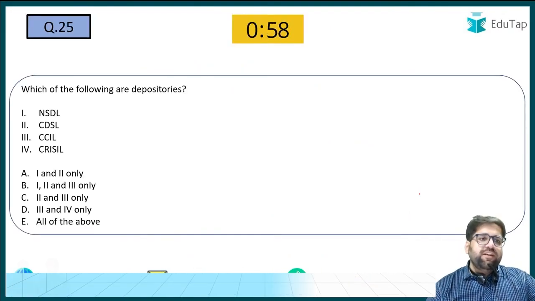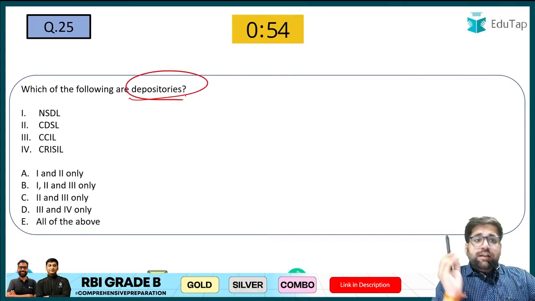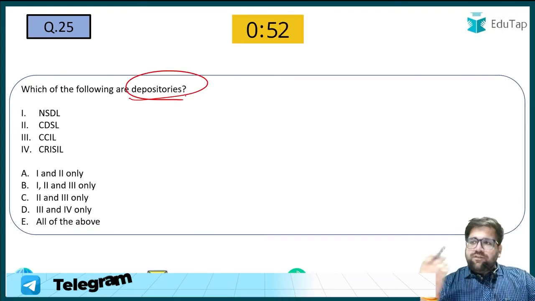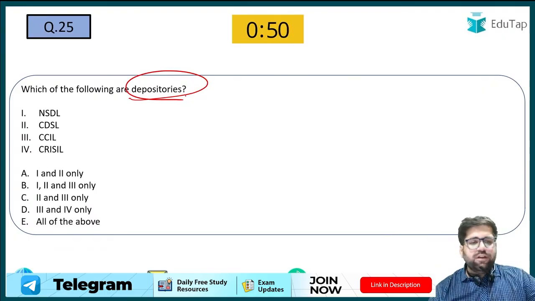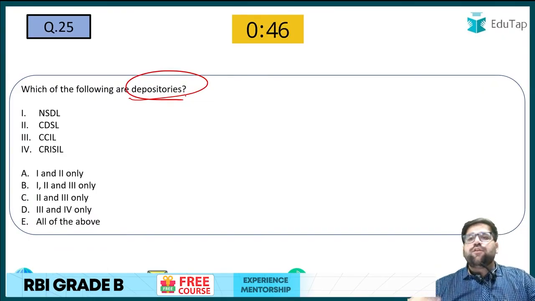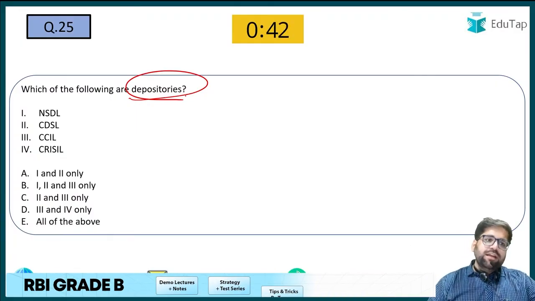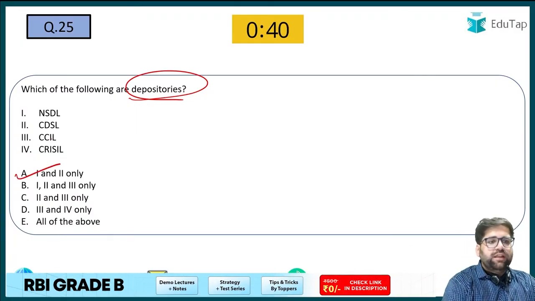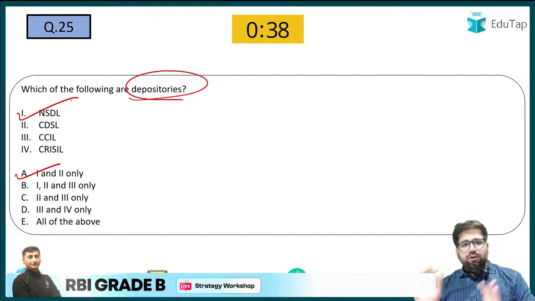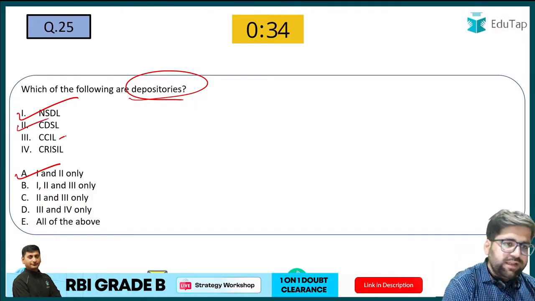Now question 25, again a very easy question. You just have to identify the depositories. In India, we all know there is a very huge financial market which is working because of BSE and NSE. There are different depositories which take care of all the demat accounts opened by different investors. Yes, the correct answer will be 1 and 2 only: NSDL, National Securities Depository Limited, and Central Depository Services Limited. These two are the depositories.